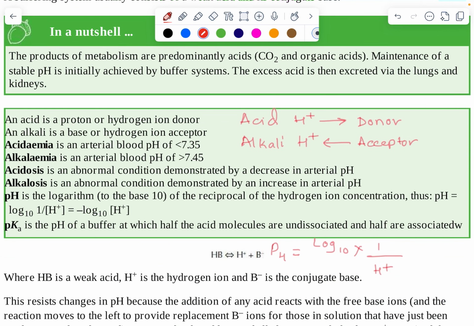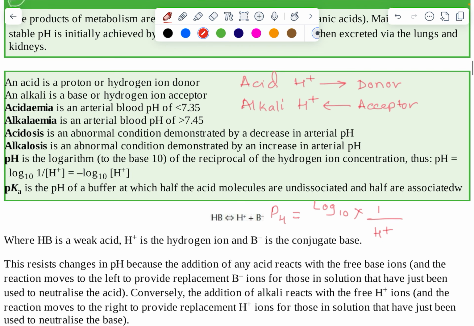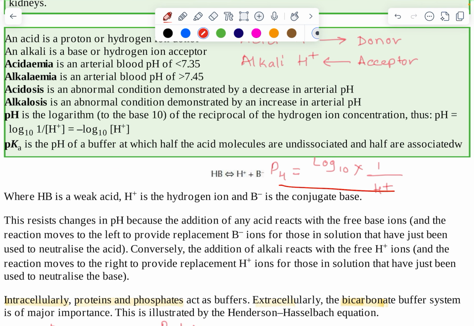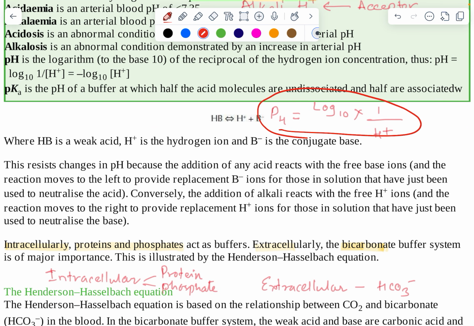Acidemia is increased hydrogen ions or decreased pH. Alkalemia is decreased hydrogen ions or increased pH. Acidosis is an abnormal condition demonstrated by decreased arterial pH. Alkalosis is an abnormal condition demonstrated by increased arterial pH. pH is the negative logarithm to base 10 of the hydrogen ion concentration, so it is inverse. That's why when hydrogen ions increase, pH decreases.